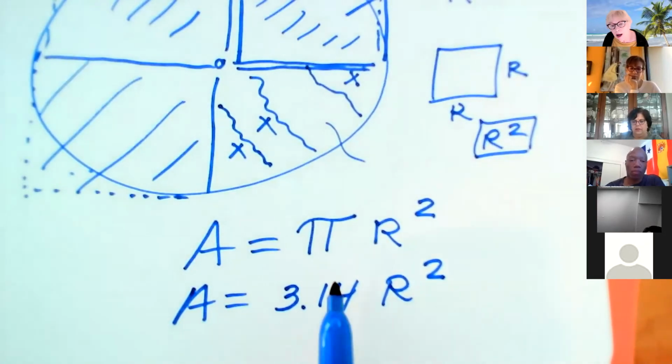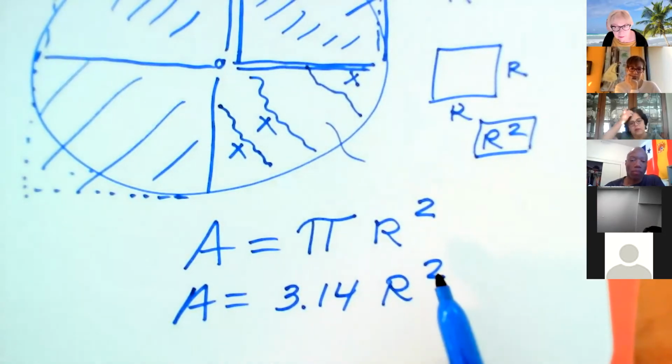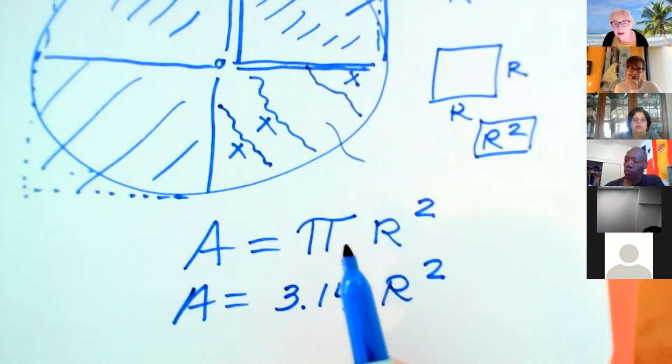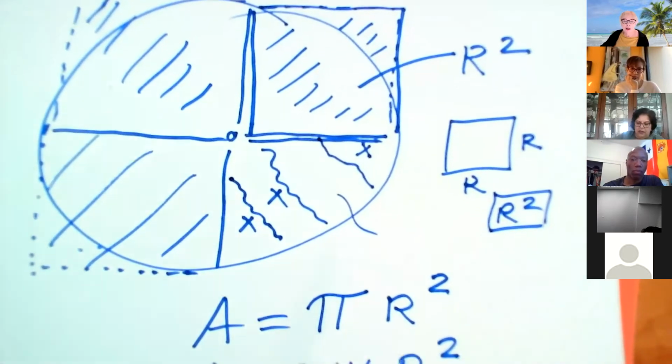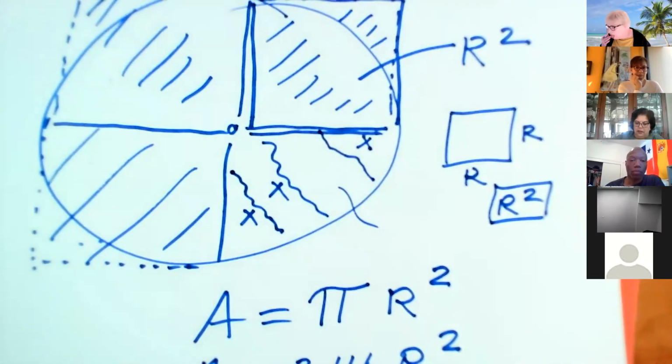Area equals pi r squared. Pi times radius squared. I don't know if this demonstration worked for you, but there is your formula.